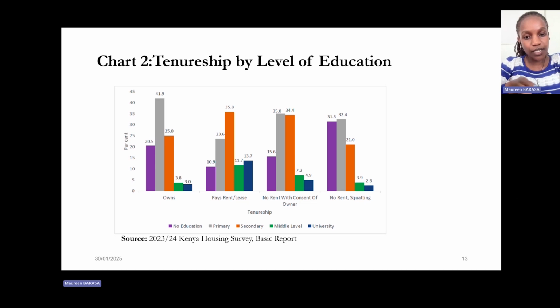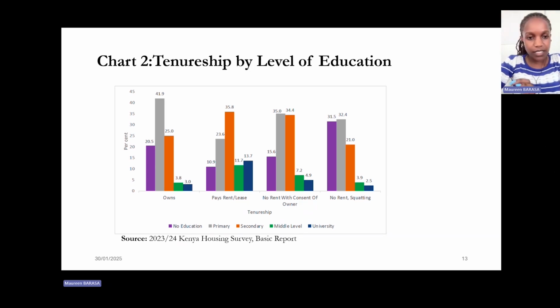Then for no rent with consent of owner, we have the primary education level as the most dominant, followed by the secondary level of education. Then for no rent or squatting, we have the primary level also being dominant, followed by the no education level. So one peculiar thing that we try to note is the university level of education across the 4 different tenures: the owning, the paying rent, the no rent with consent of owner, and also the squatting.